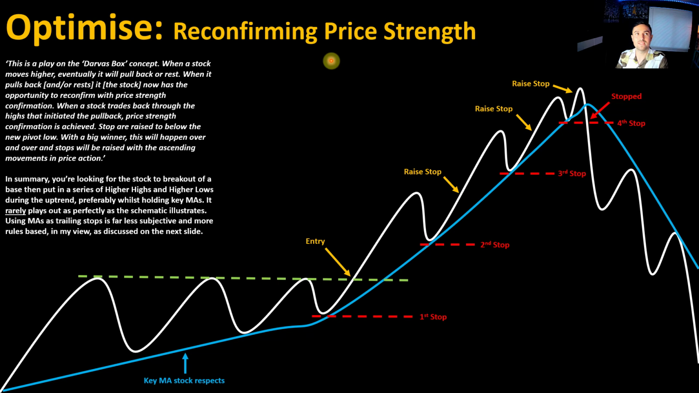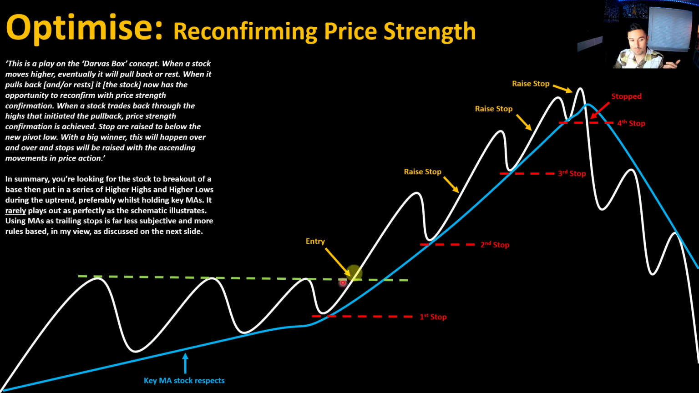So, reconfirming price strength. Now I've drawn this schematic perfectly. It rarely plays out like this, okay? So you guys can read this, I will just summarize it here. This is basically a play on a Darvas box. So what Oliver's saying is you have your initial base entry here, with the stock respecting the key moving averages. So you have your first stop, your second stop, your third stop, your fourth stop, and then you're stopped out here, okay? What Oliver's basically saying is as you make higher highs and higher lows, when the higher high is then taken out by a new higher high, raise your stop up.